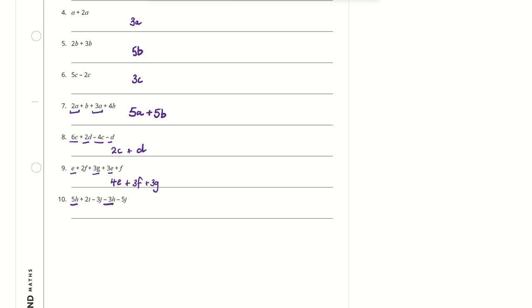Again, 5H take 3H is 2H. 2I is by itself, so we've got plus 2I. And I've got minus 3J's and minus 5J's. Let's think about a number line when you did integers. Minus 3 minus 5. If you've got minus 3 there, that's 0. That's 1, 2, 3. If we've got minus 3 and we're subtracting 5, then we've got to go back 5, which is going to be minus 8. But it's not minus 8, it's minus 8J.